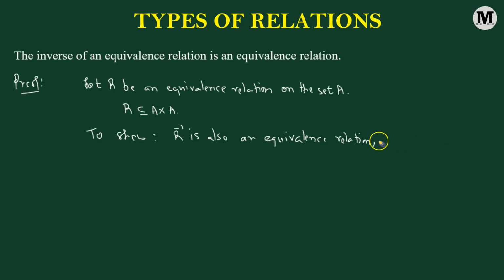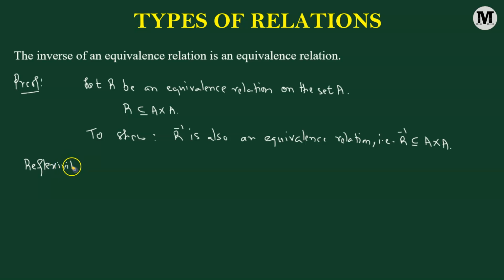In essence, we need to show that R inverse is also a subset of the Cartesian product of the set A with itself. So it's going to be an equivalence relation on the set A. Okay. First, we are going to check for reflexivity.